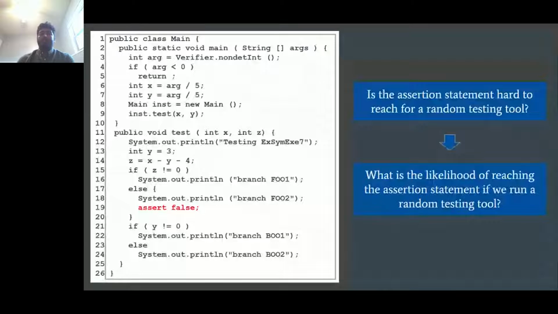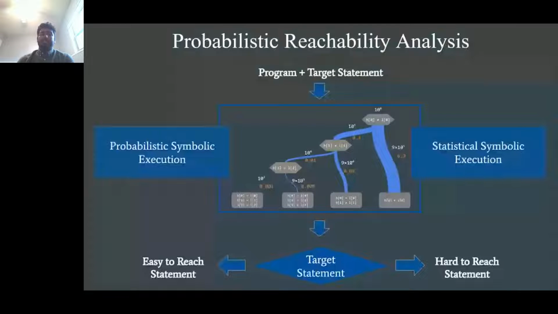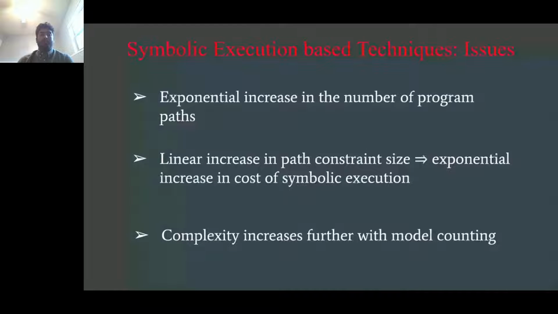So PREACH does a probabilistic reachability analysis. Existing techniques that can be used for probabilistic reachability analysis are probabilistic symbolic execution and statistical symbolic execution. Now, the issues with symbolic execution-based techniques are that there can be an exponentially increasing number of paths in the program. As a result, a linear increase in path constraint size can lead to an exponential increase in the cost of symbolic execution.